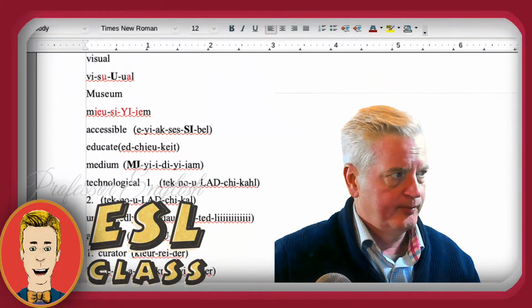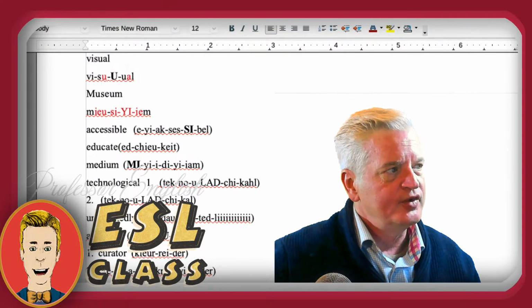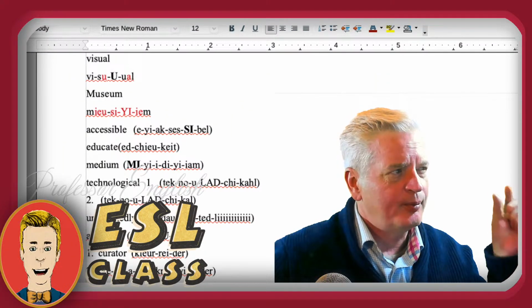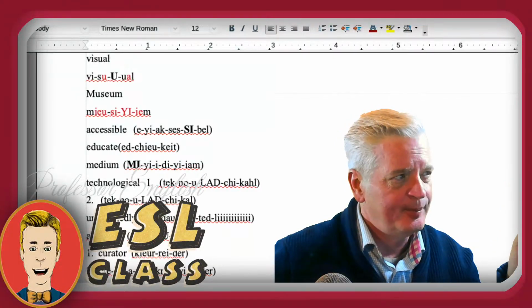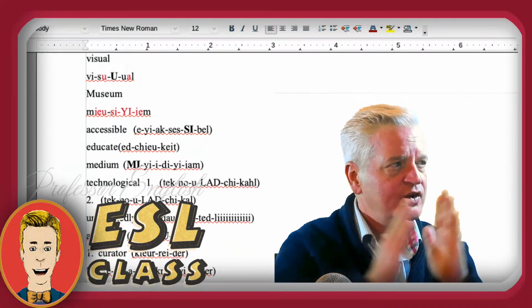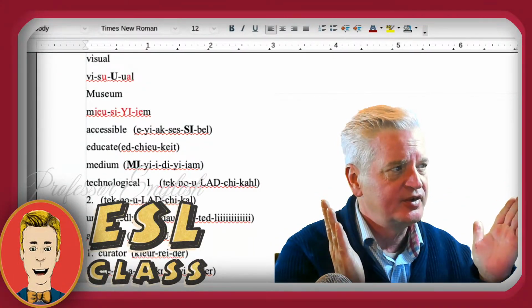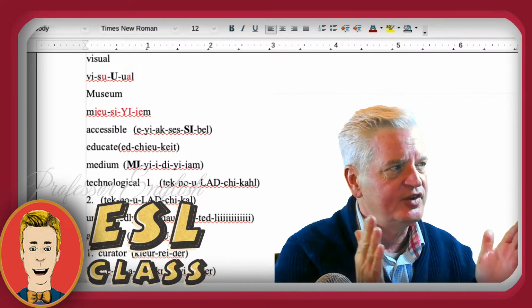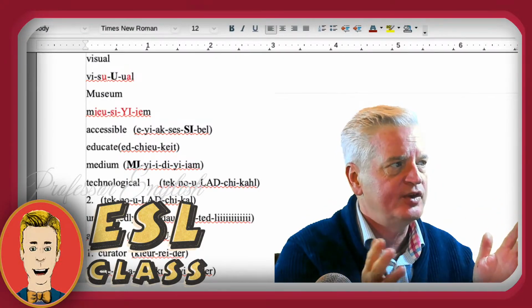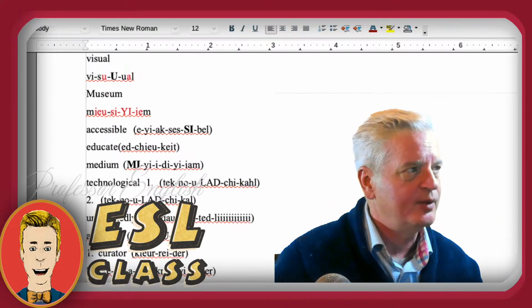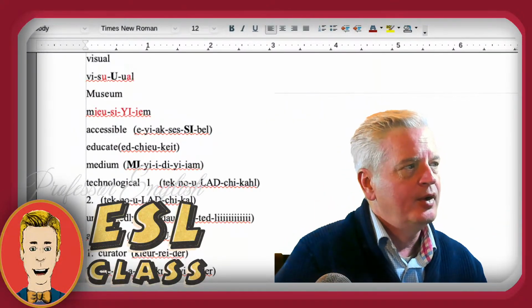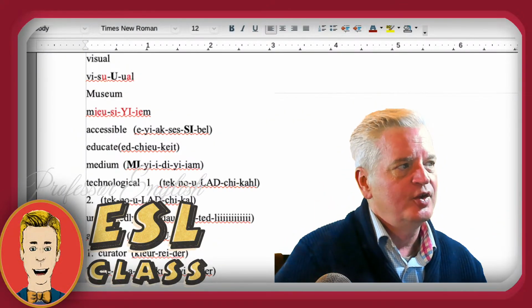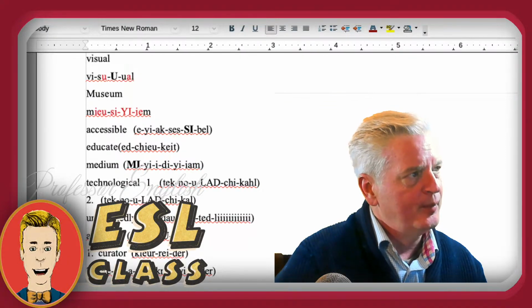Zium. And again, most people learning English don't put that extra push in the middle that you need to separate the two syllables. So most people learning English will say "museum" or something like that. It depends on which language you're coming from. But it isn't "museum," it's "museum."